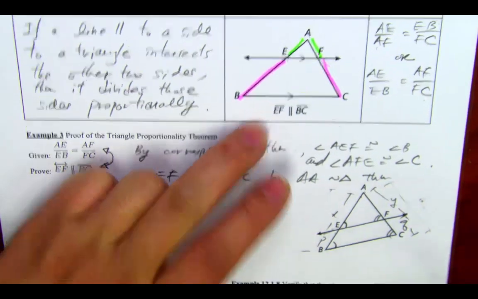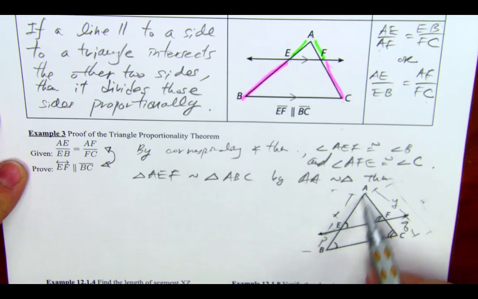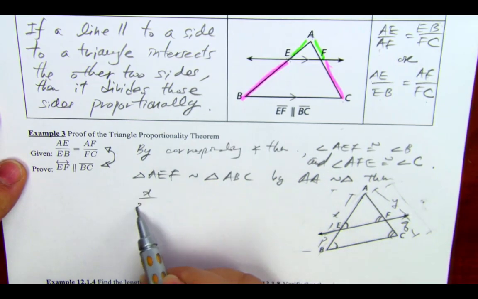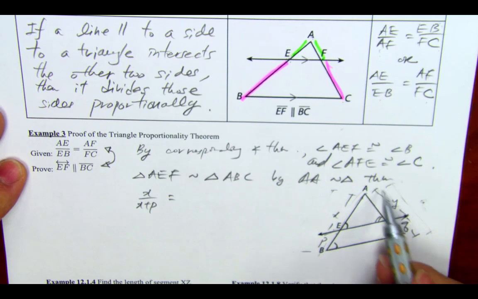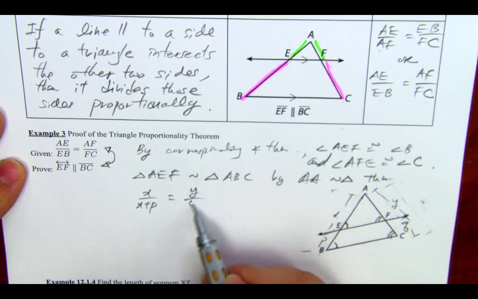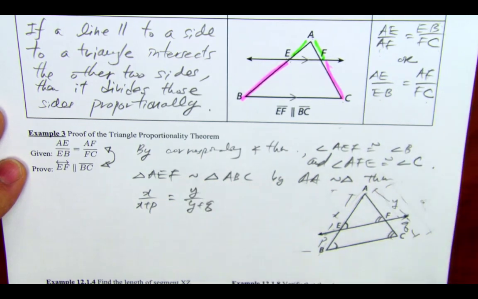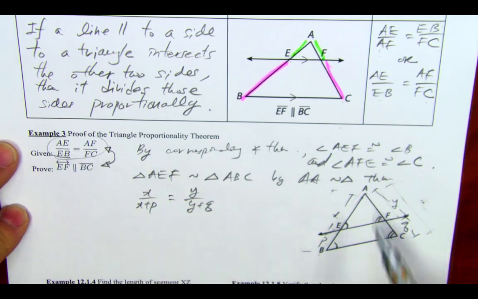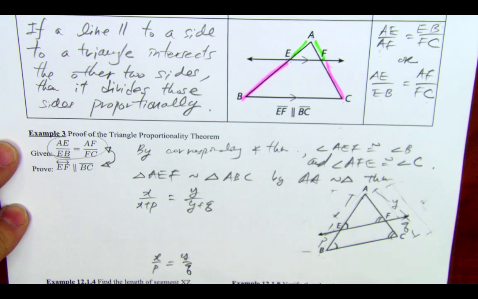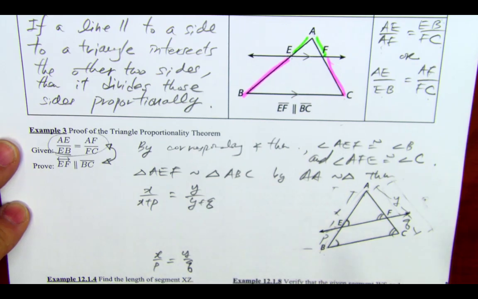So we have to now just know that x over x plus p is equal to y over y plus q, right? And we need to somehow show, according to this right here, guys, AE over EB, that's equal to x over p is equal to y over q, right? So we have to go from here to here. Why don't you pause the video to see if you could figure that out.